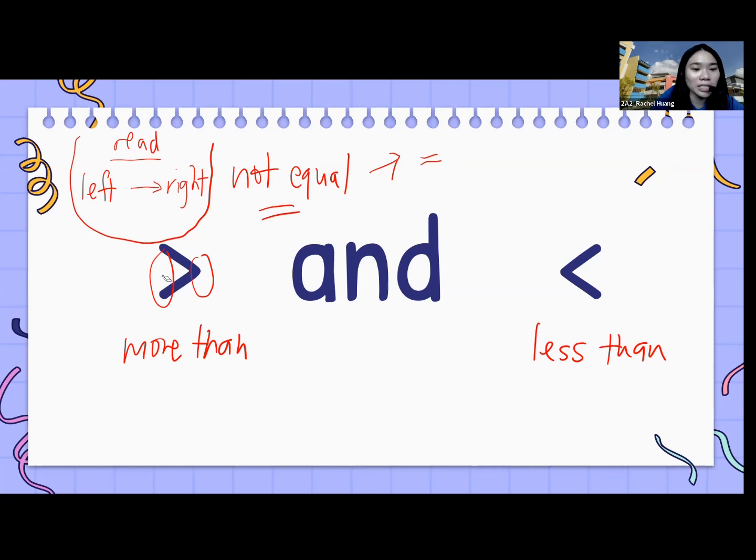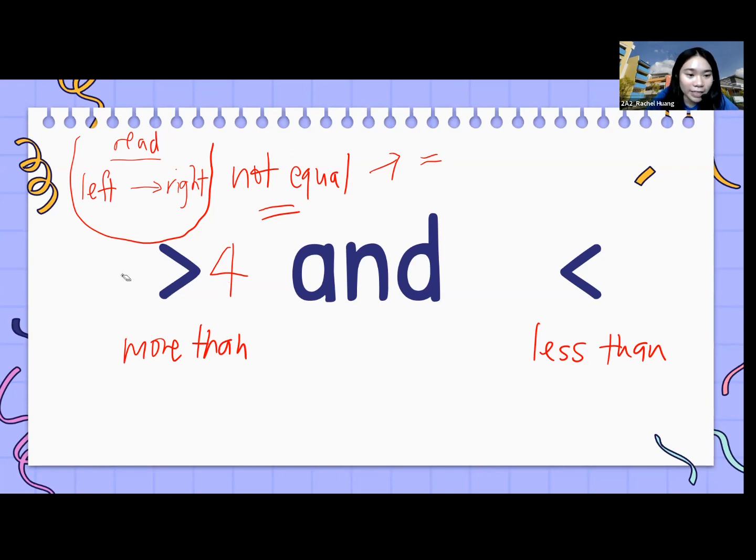So in other words, if I were to put x on the left-hand side compared to 4 on the right-hand side, x is more, so it's bigger than 4 because the 4 is on the smaller tip. Okay, so that is how I will read it.